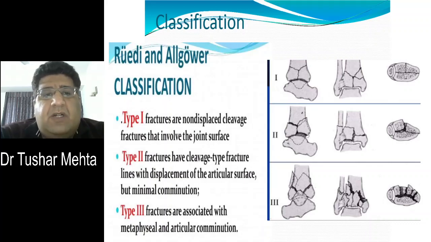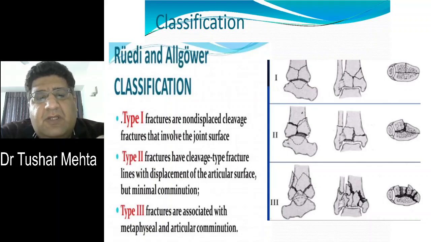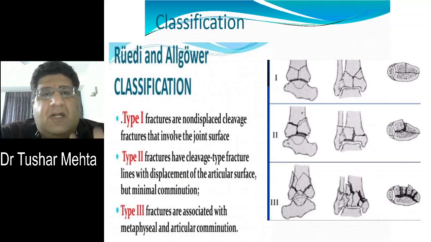So you have type 1, type 2, type 3. I'll tell you in a very simple way. Type 1 is an articular fracture. Just listen to me first, then I'll show you the images. Type 1 is an articular fracture without comminution, without displacement. Type 2 is an articular fracture with displacement, without comminution. Type 3 is an articular fracture with displacement, with comminution. I'll give you an example.